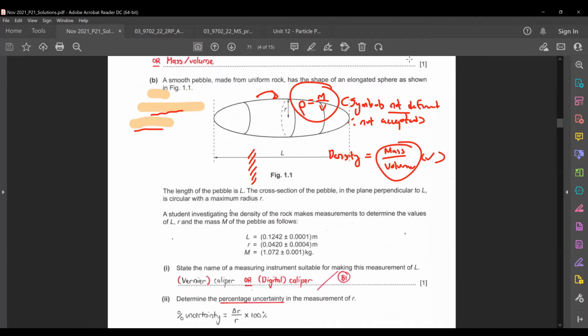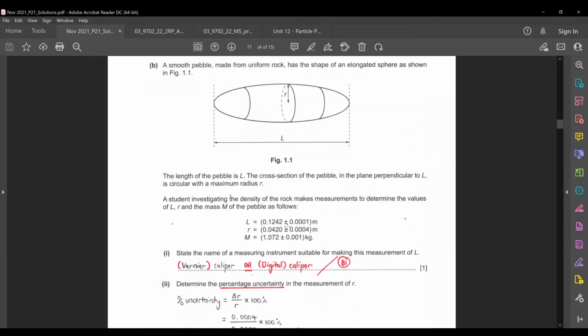State the name of a measuring instrument suitable for making this measurement of L. Okay, so L we know is measuring a length. But why specifically do we use vernier caliper and digital caliper? Why is it specifically we use this?